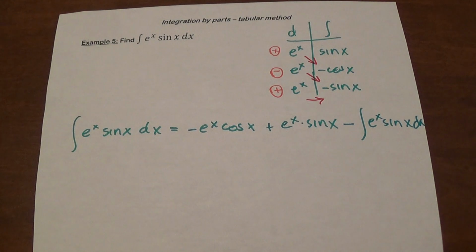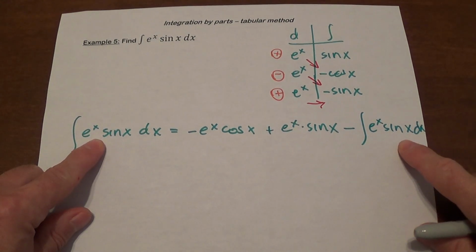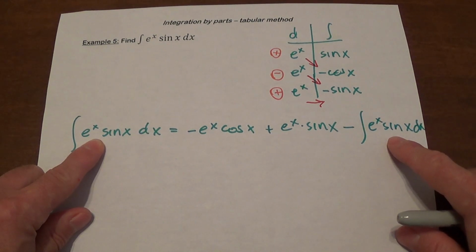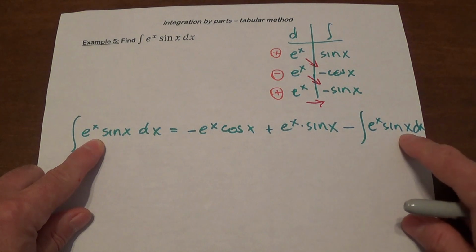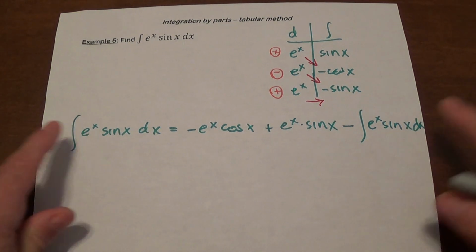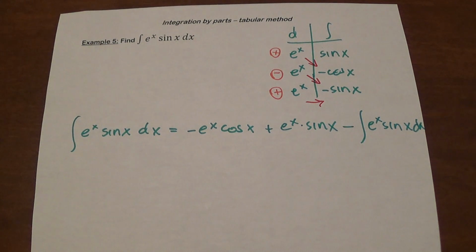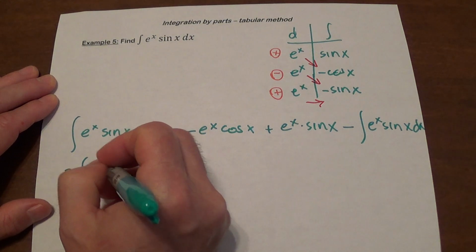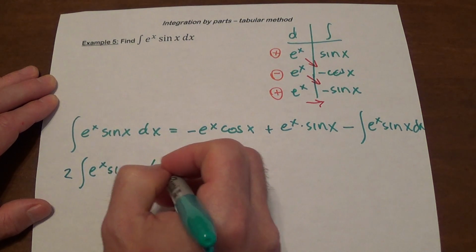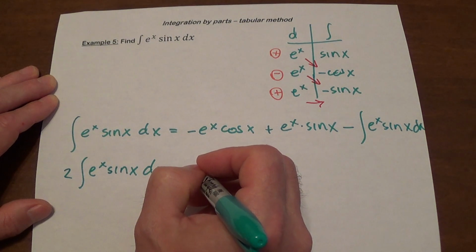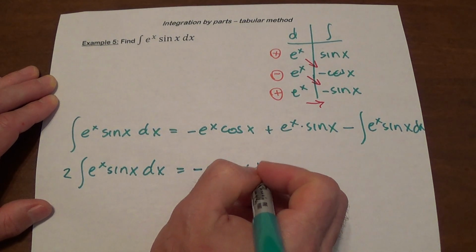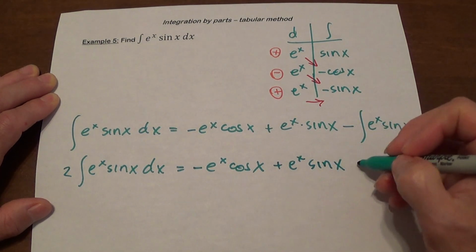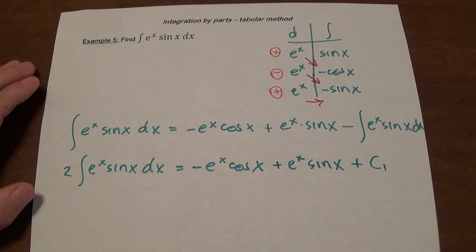And here's an interesting thing. You see those two things? They are identical. So basically we can add the integral of this on both sides. And when you do that, you have to be careful they do not cancel. 2 times the integral of e to the x sine x dx is going to equal all the other remaining stuff: minus e to the x cosine x plus e to the x sine x plus some arbitrary c1.